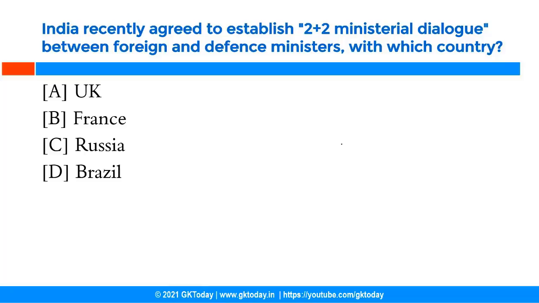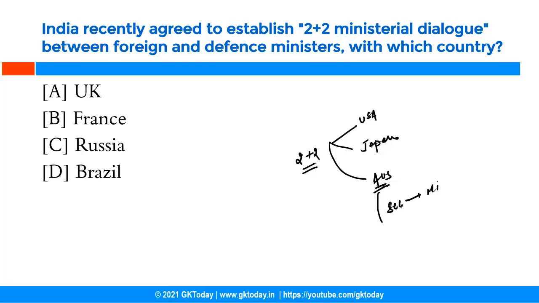So far, we have 2+2 level dialogue with three countries. One is USA, one is Japan, and one is Australia. Now please note that previously with Australia we had 2+2 secretariat level dialogue. Now recently it was upgraded to ministerial level. So with these three countries we have 2+2 dialogue.